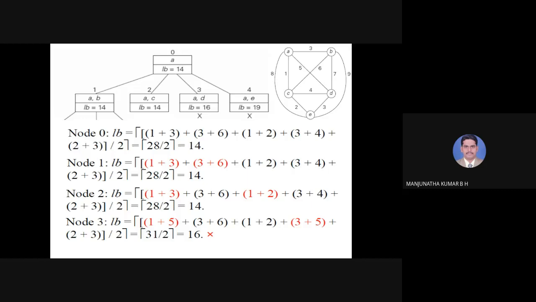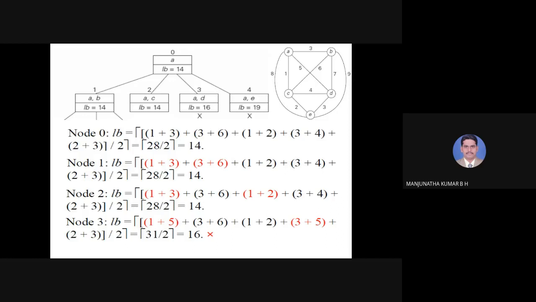For B, 3 plus 6, no changes because B is not coming into the picture now. B cost remains as 3 plus 6. For C, it remains as 1 plus 2 only. D, yes, D is present in the state space tree. In the state space tree, the third node contains AD. So hence the distance for the city D is 3 plus 5. It was 3 plus 4. Now it is 3 plus 5.